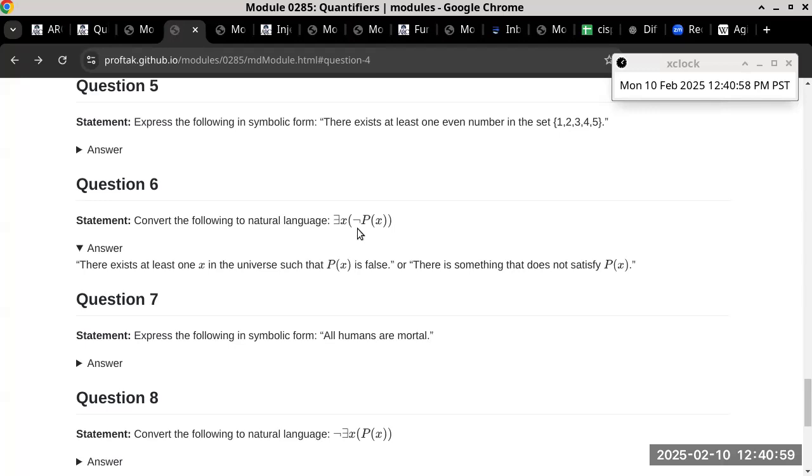P of x just returns a value that's either true or false. So we are not concerned about how P is defined in this case. We're only asking, can we look at the mathematical notation here and understand what sentence it means.